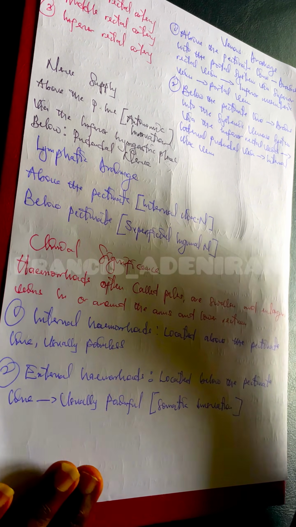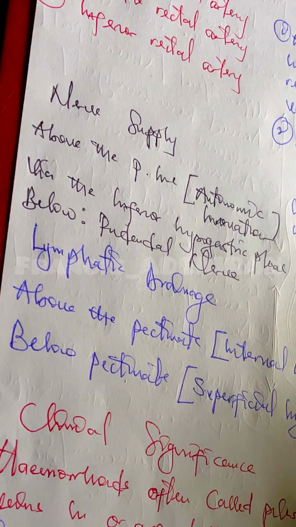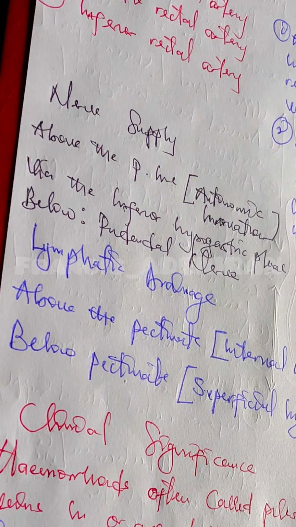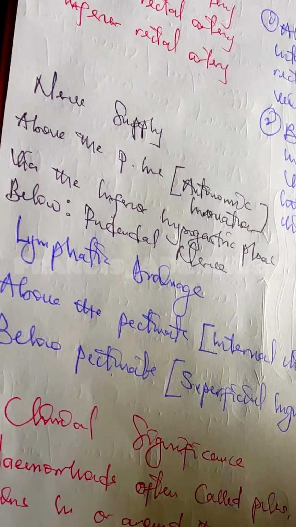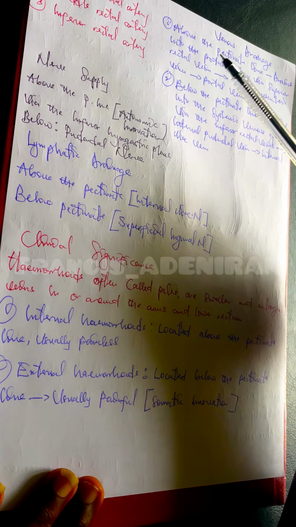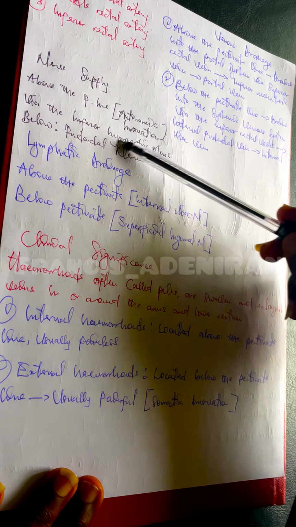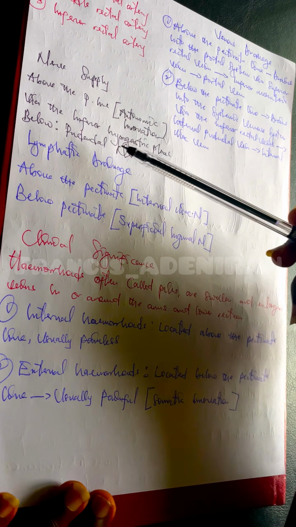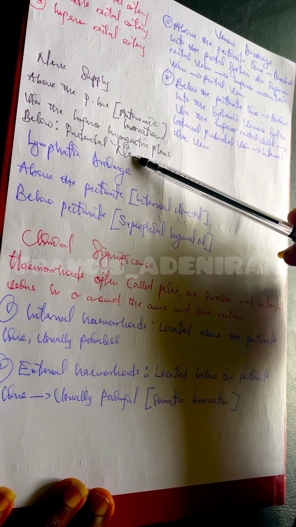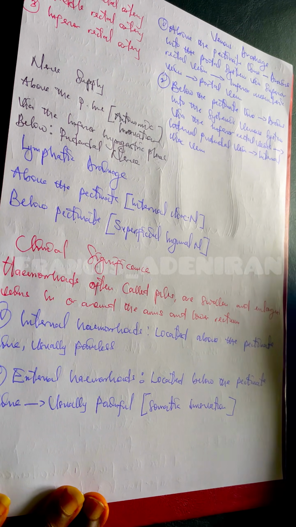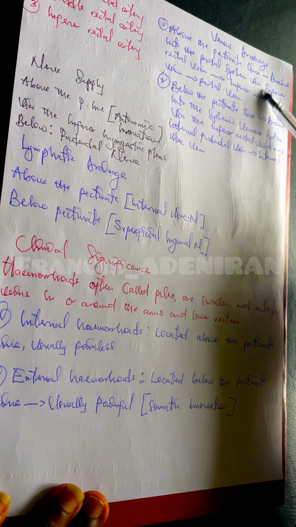So the one above the pectinate line, that is the upper two-third, right, is the autonomic innervation via the inferior hypogastric plexus, while the one below is the pudendal nerve. So the nerve supply above the pectinate line is by the inferior hypogastric plexus, while the one below that is by the pudendal nerve. So that being said, let's move to the venous drainage.